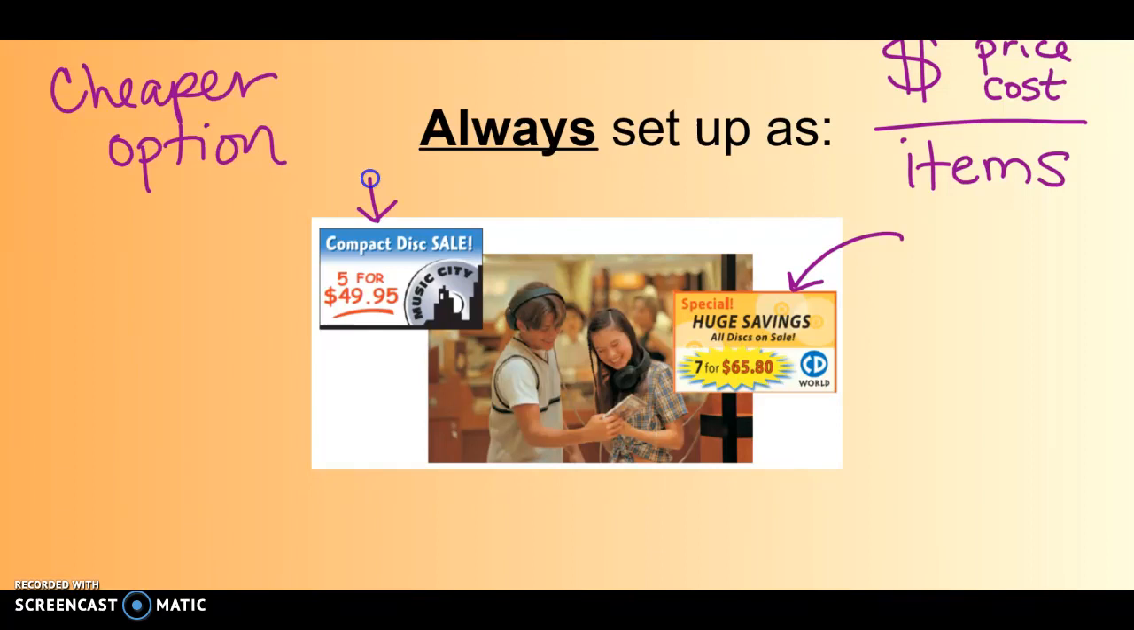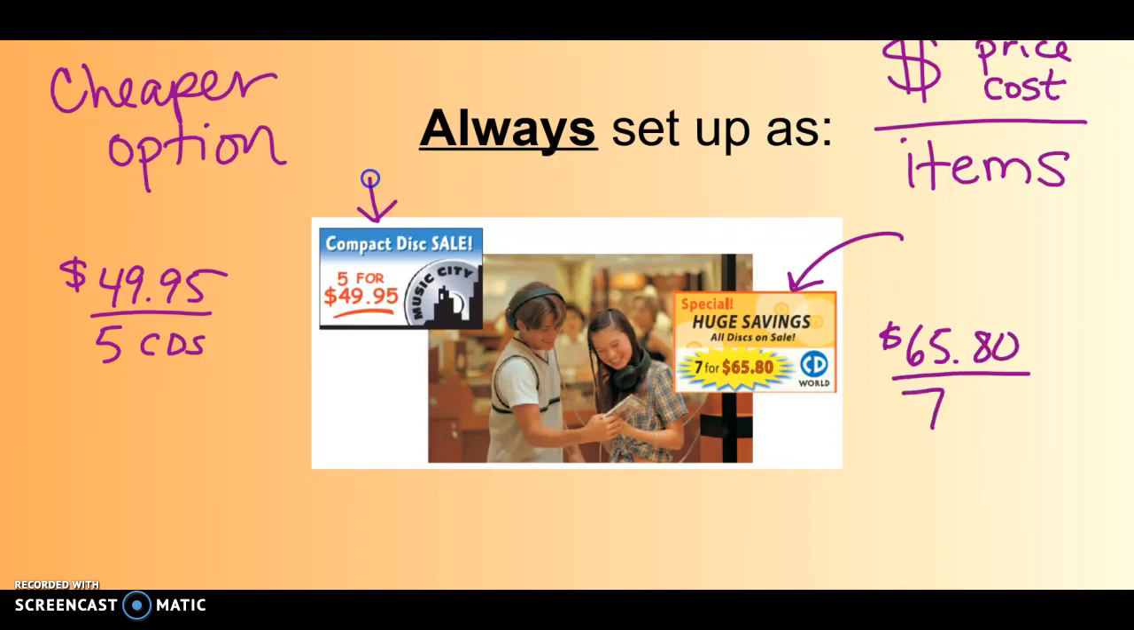Okay, so we said we always put money on top. So I'm going to set these up where I'm going to find the rate, the cost per CD at both of these stores. So for the first one, money on top would be $49.95 divided by 5 CDs. And at the other store, it is $65.80 divided by 7 CDs, right? So in both cases, I have money divided by CDs, and this will give me the cost per CD, right? When I divide these, this will give me the cost per CD.